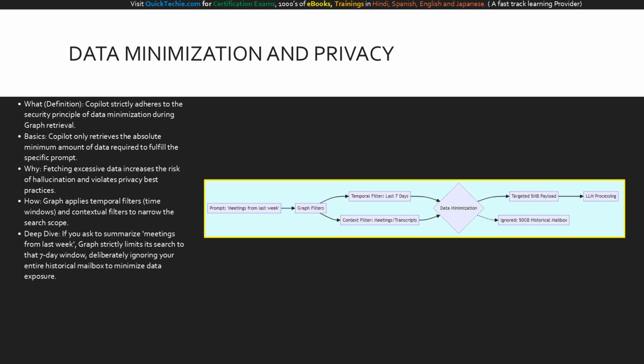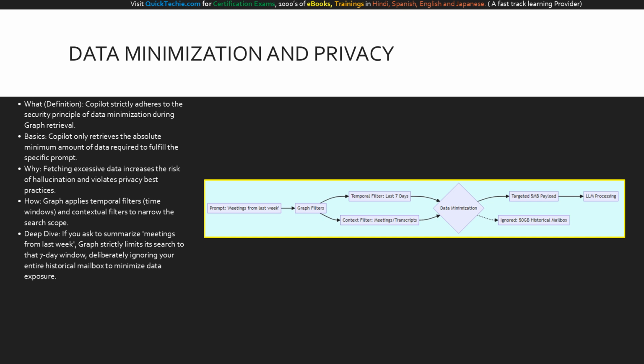For example, if you ask Copilot to summarize my meetings from last week, Graph does not search your entire multi-year mailbox history. It applies a strict 7-day temporal filter, searching only the calendar items and transcripts within that specific window. By doing so, Graph limits the blast radius of the data retrieval, keeping the interaction highly secure, optimized, and compliant with privacy standards. This visual demonstrates data minimization.